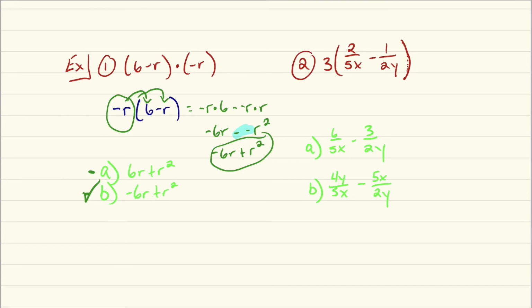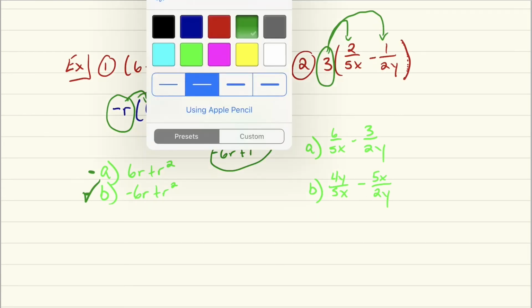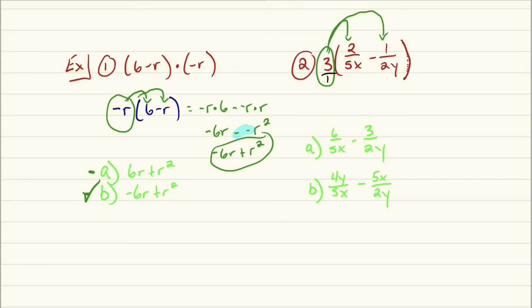Okay, the second problem that we have is another distributive property problem, and we have 3 times 2 over 5x minus 1 over 2y. If I am to use distributive property, the 3 gets multiplied to both parts. Remember, just as a side note, that 3 as a fraction is 3 over 1. So really what I'm being given here is 3 over 1 times 2 over 5x minus 3 over 1 times 1 over 2y.